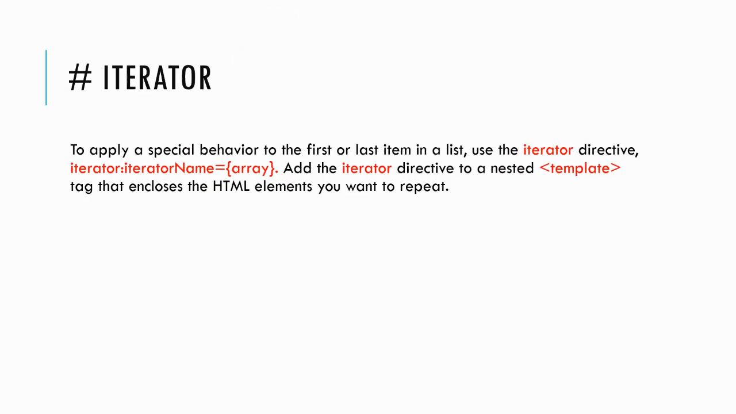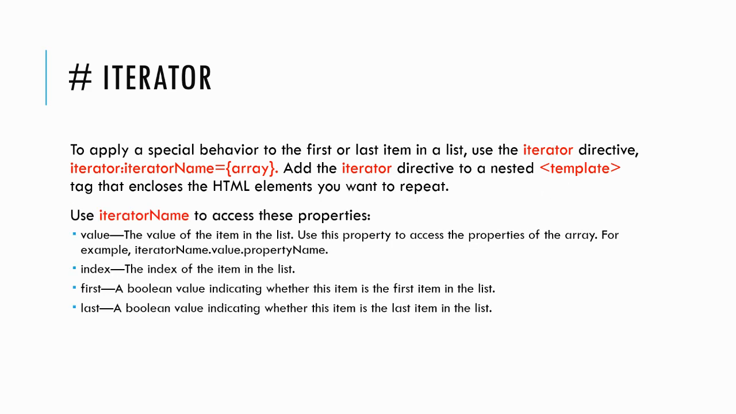Now let's move forward and see how the iterator directive works. In case of for:each, we have to specify the array name, but the iterator has a kind of different syntax. As we discussed, it has a special behavior of first and last item, with the help of which we can identify or target the first or last element of an array or list. In case of iterator, the syntax is iterator:iteratorName={array}, and similarly it has to be nested inside the template tag.